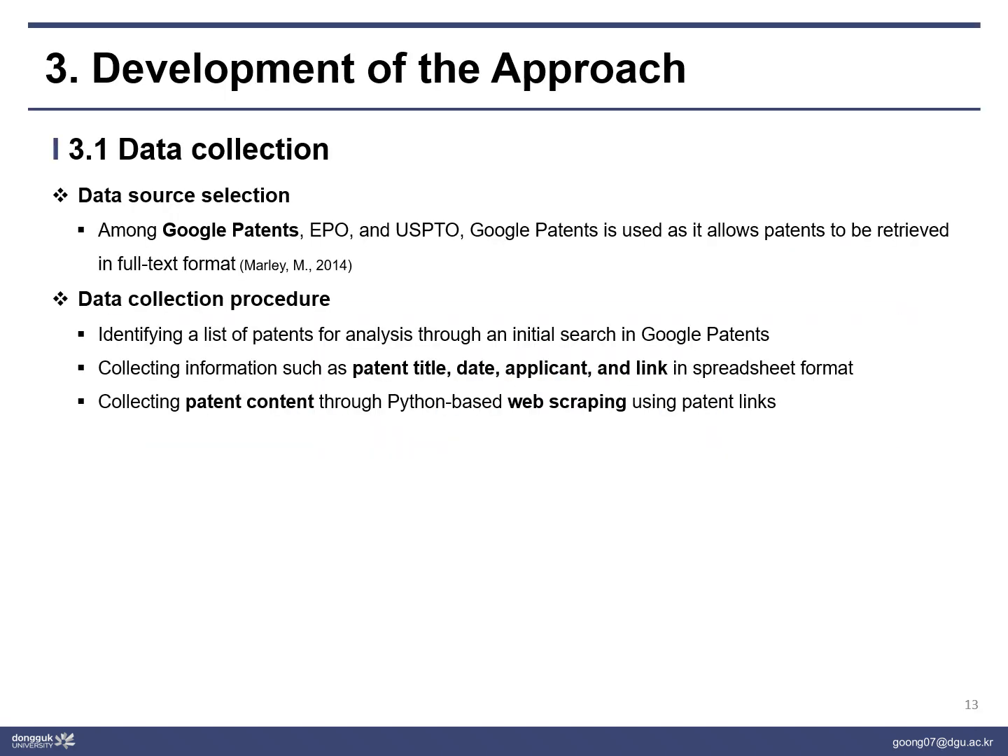The study collected data using Google Patents. The title, date, applicant, and link to patents are collected in a spreadsheet. After that, patent contents are collected through web scraping using the links.